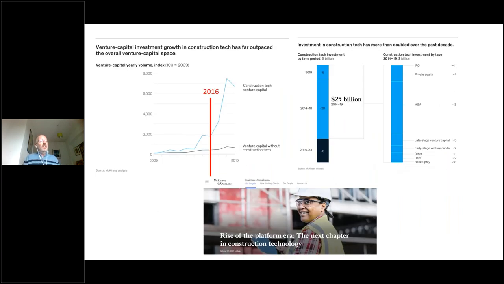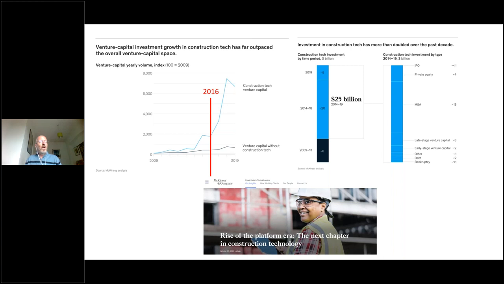McKinsey Group has been monitoring investments in the construction technology space, and venture capital investment has really outstripped investment in other sectors, particularly from about 2016 onwards. McKinsey logged around $25 billion invested over 10 years. And even just today, we've heard news of yet another major investment, this time in a UK-based business, $120 million being invested in Causeway Technologies, probably one of the biggest investments that I can recall in a UK business.